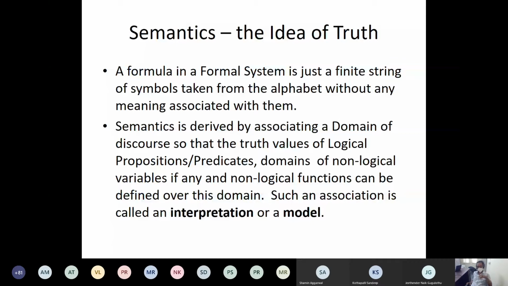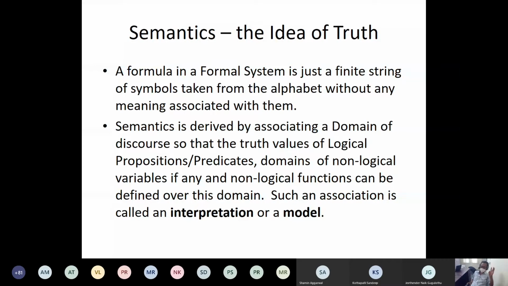Now, you could have associated some other domain. One particular symbol P in the syntax, let us say it stands for a predicate or just a proposition. In one particular interpretation or domain of discourse, P may be true. In another interpretation, P may be false. And there may be formulas which are true in all interpretations. For example, if you say P or not P, that is going to be true in all interpretations. Similarly, if you say P and not P, that is going to be false in all interpretations.